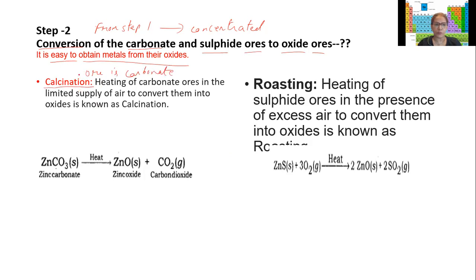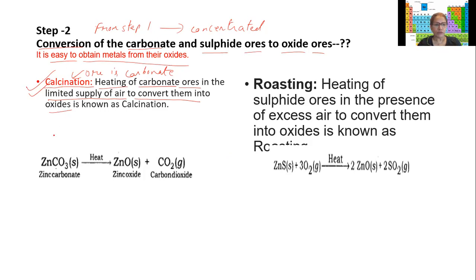Then we use the method of calcination. Calcination is nothing but heating of the carbonate ores in a limited supply of oxygen to convert them into oxides. This process is known as calcination. Students, these two methods are very, very important. Calcination is a method to convert the carbonate ores into oxide ores.